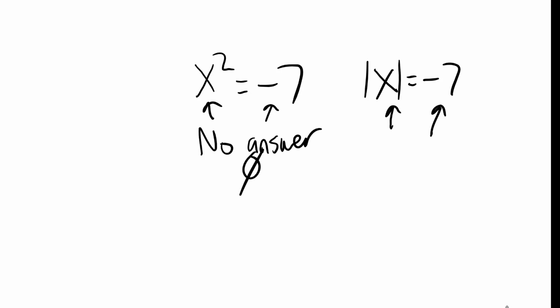Or you can do a thing like this, or any of those sort of things. On Pearson, you'll just select the no answer choice from the list. It'll say either there's an answer and x equals blah, or there's no answer.